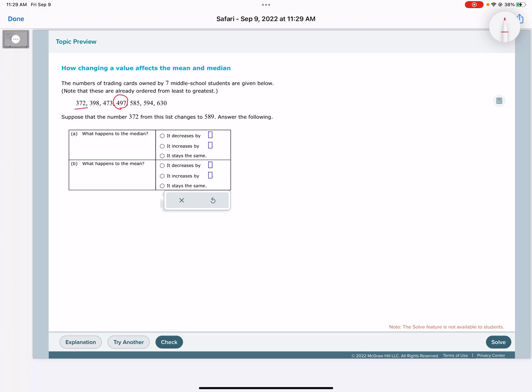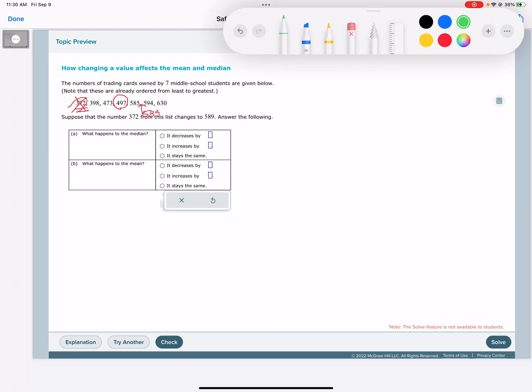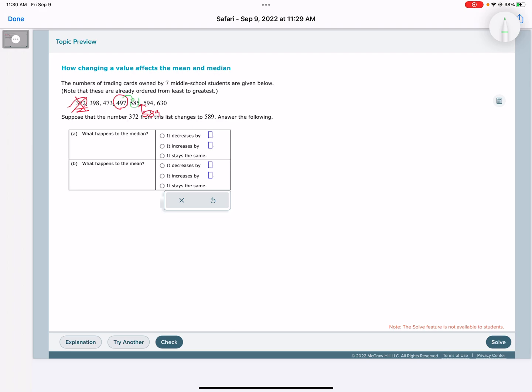So this number here is moving from below the median, canceling out, and moving here to above the median, which is now 589. Since I've moved something from below the median to above the median, you can clearly see that this is no longer the center number, and it's shifted over one spot. And now 585 is the new median.